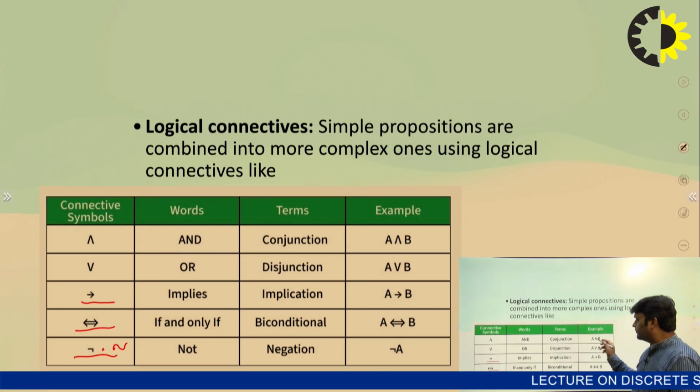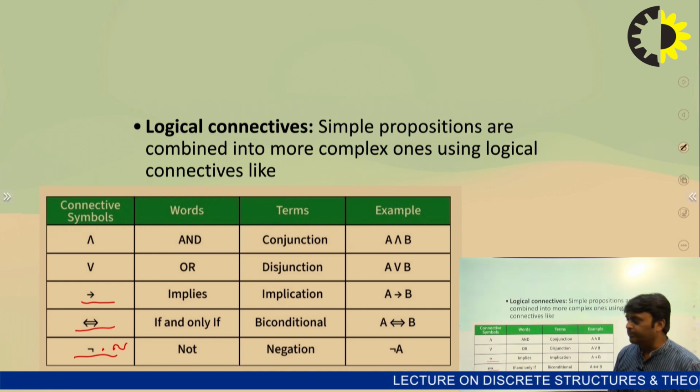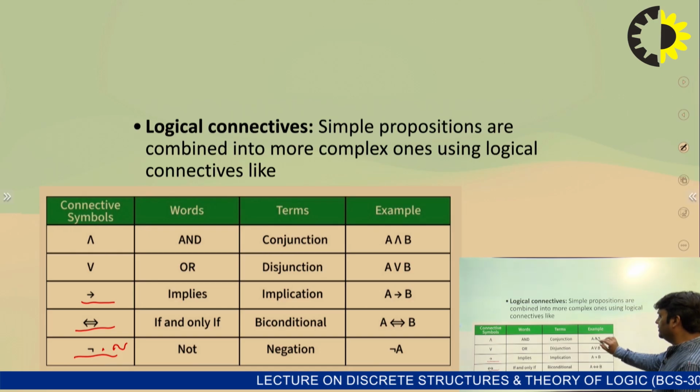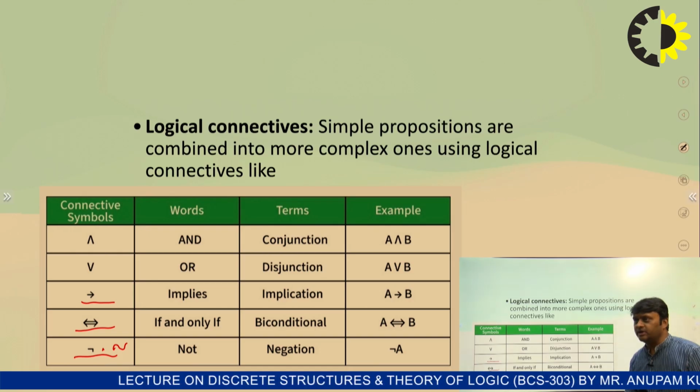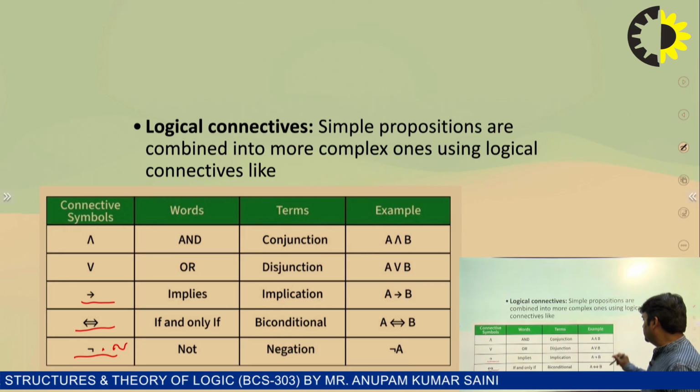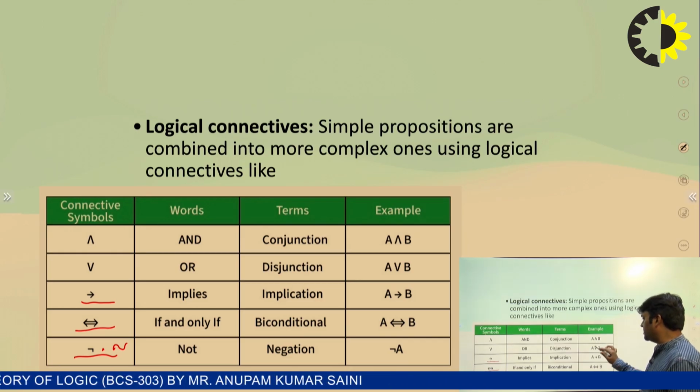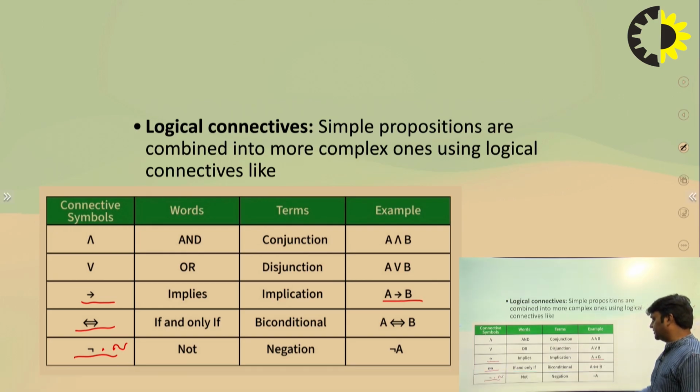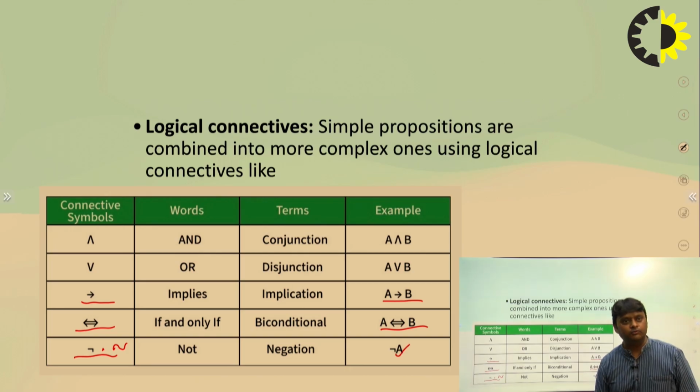So when we apply the AND operation, then we can write A and B. Means if there are two sets and we apply the AND operation, OR operation, or any operation, then we can write it here as A and B, A or B. If we apply the implies operation, then we write A implies B, and for if and only if, A biconditional B, and for negation, we write negation of A.